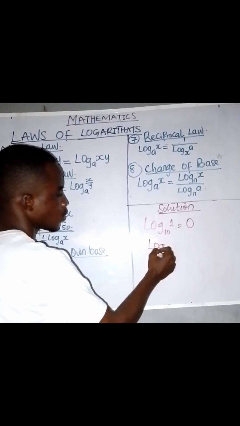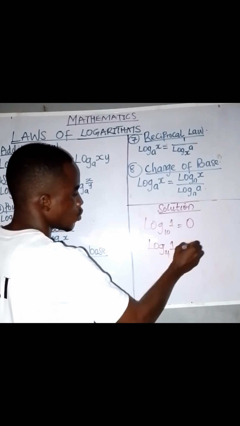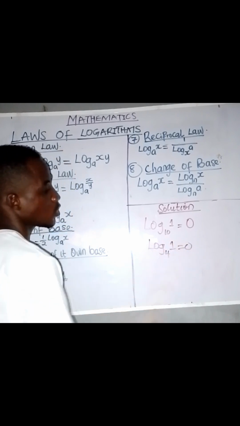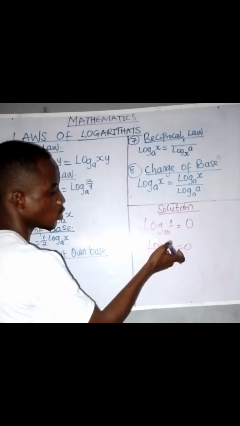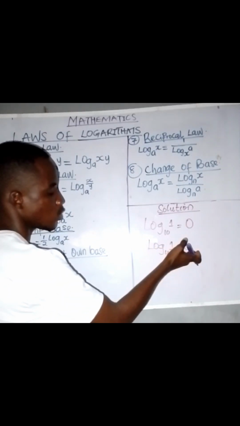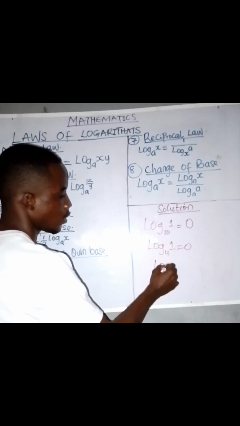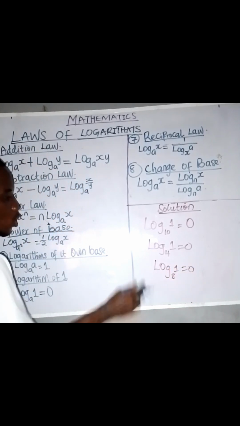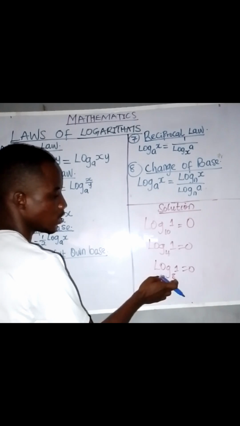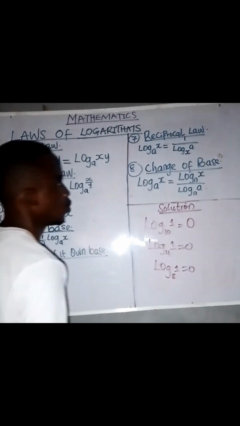Another example I have is log base 4 of 1 equal to 0. So once I see 1 here, automatically I'll put 0. That's the logarithm of 1. As long as the number is 1, the base doesn't really matter. Everything is equal to 0. Another example is log base 8 of 1, equal to 0. So the logarithm of 1 to any base is equal to 0. Thank you very much.